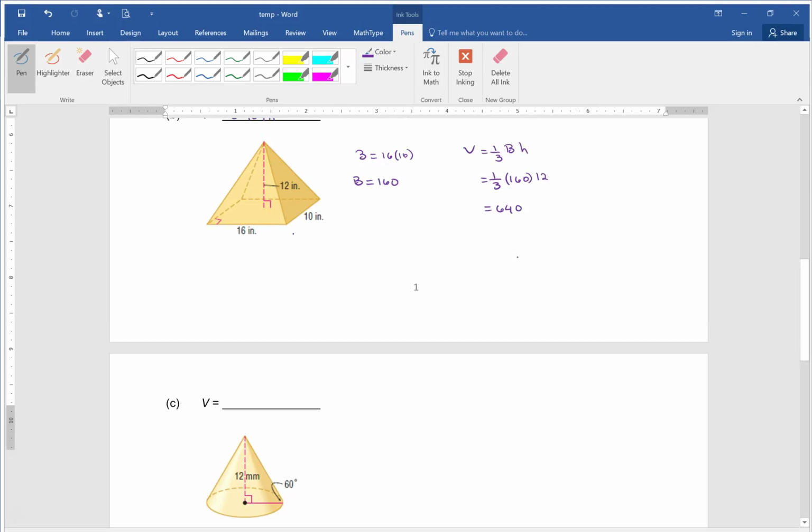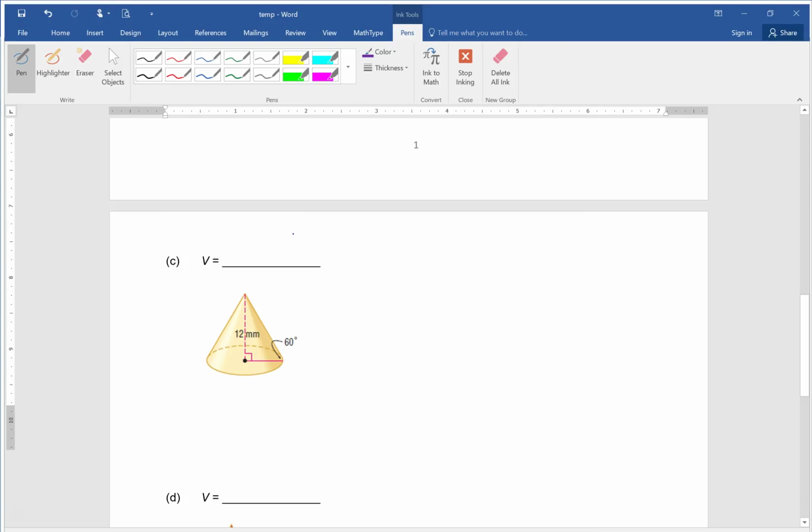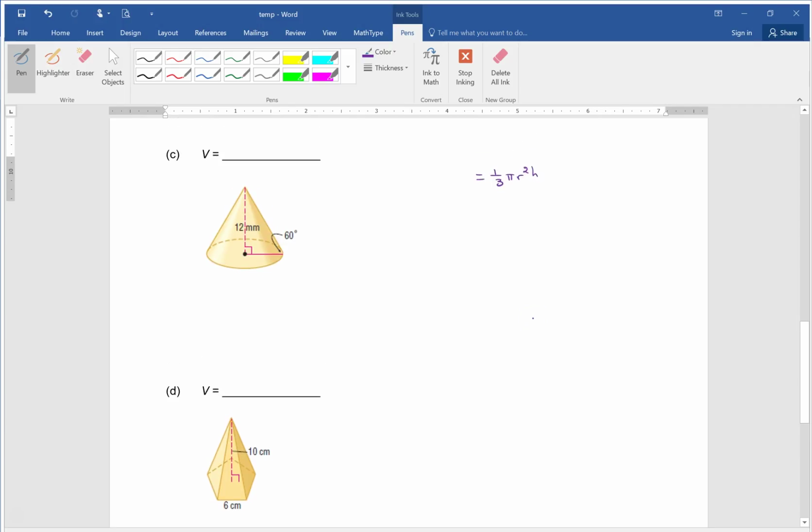So we have only 2 more. In the next one, we have a cone. And we know that the formula for the volume is 1/3 pi r squared h. Well, we have the height, but not the radius. This is the radius. What we're given, though, is an angle there of 60 degrees. So if that's 60, how big is this? 30. So this is a 30, 60, 90 triangle.